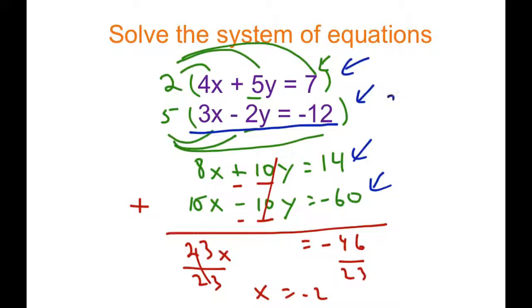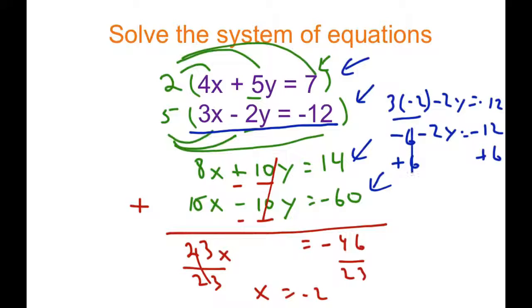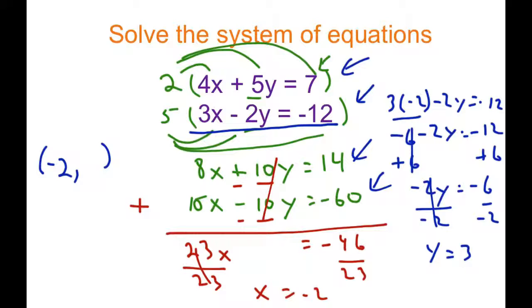So I'm going to do 3 times negative 2, substituting negative 2 in, minus 2y equals negative 12. 3 times negative 2 is negative 6. Minus 2y equals negative 12. I'll add 6 to both sides. That cancels. Negative 2y equals negative 6. Divide by negative 2. And y equals positive 3. So my solution, x was negative 2, y was positive 3. Negative 2, comma 3.